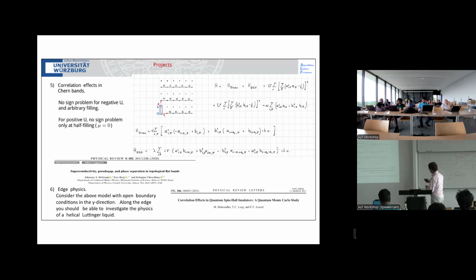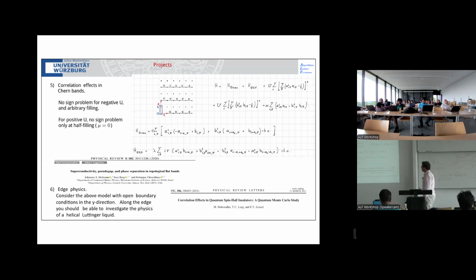So you can do many things here which are pretty fun, right? Now we can play with the sign of the interaction. And if the U is negative, because you have time reversal symmetry, you will encounter no sign problem, even if you dope the system. So I could put in the chemical potential, which is not put in here.